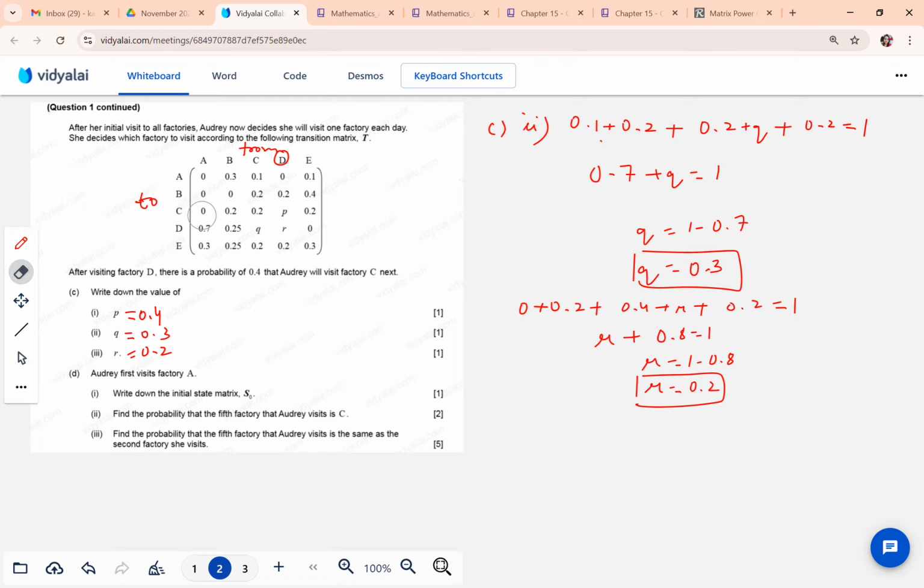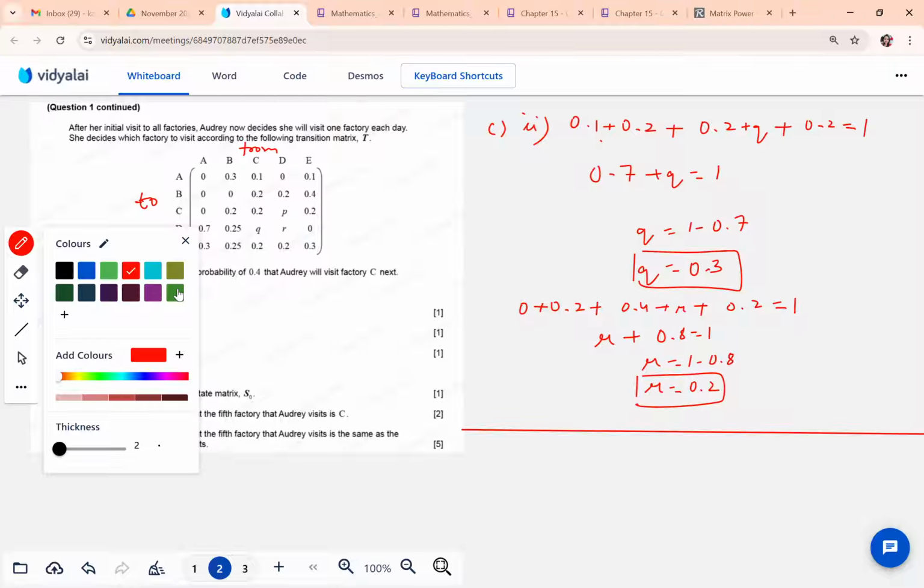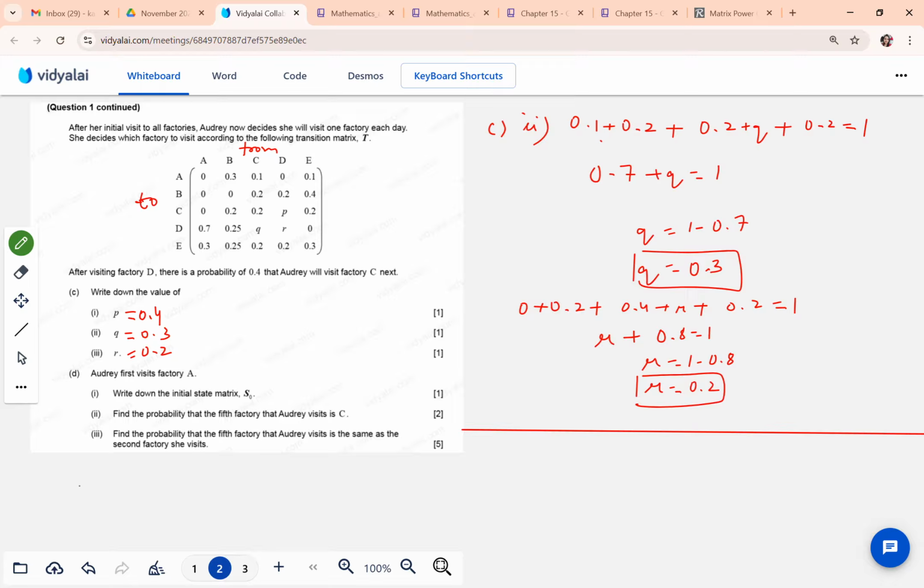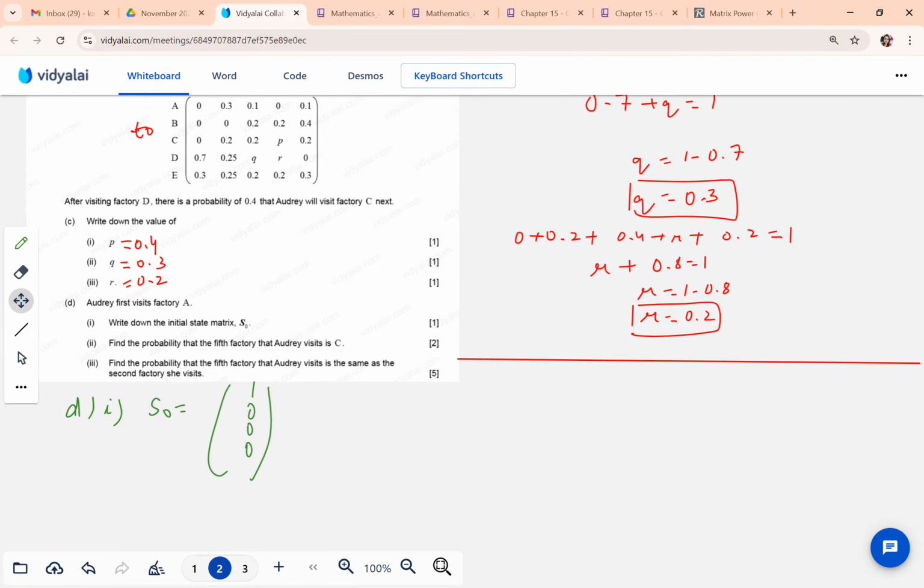Okay, so next, Audrey first visits factory A. Write down the initial state matrix. So first she visits factory A, so the probability for A will be 1 and all the others will be 0. So in this case, the initial state S0 column vector will be 1, 0, 0, 0, 0 because she is visiting factory A. So the probability is 1 for that and 0 for the rest. This is our initial state matrix S0.